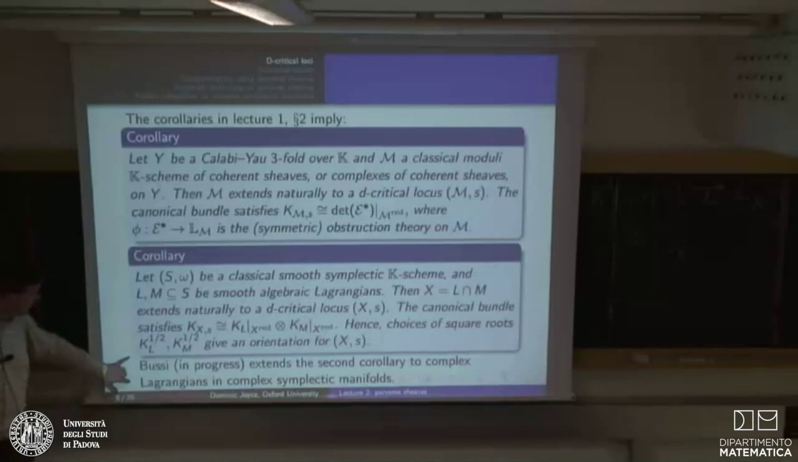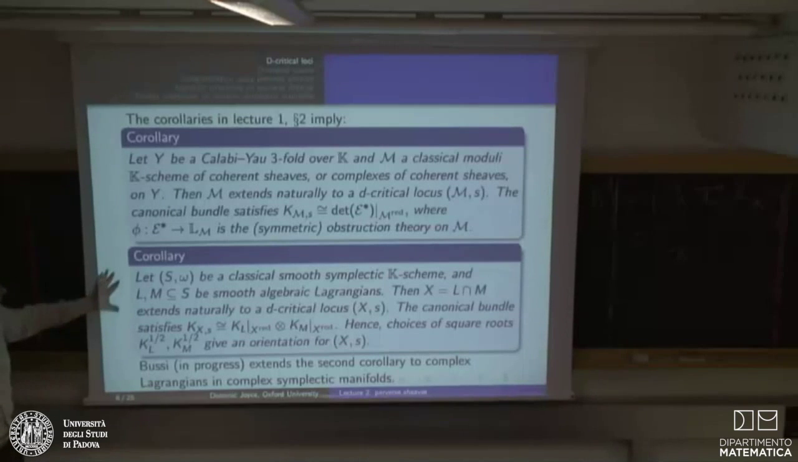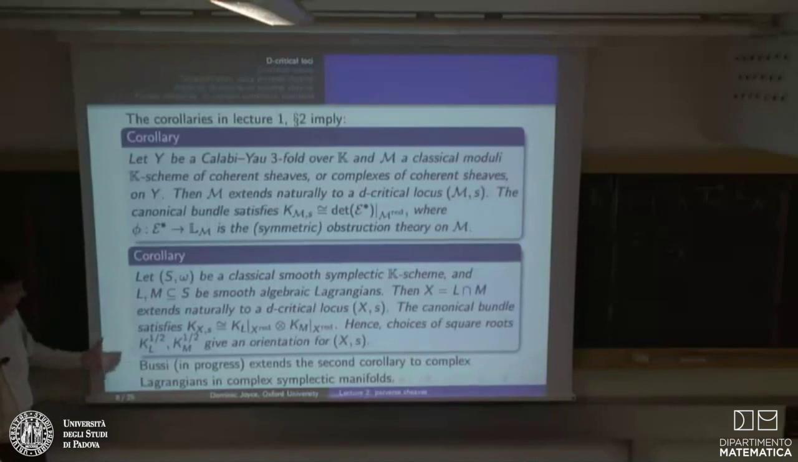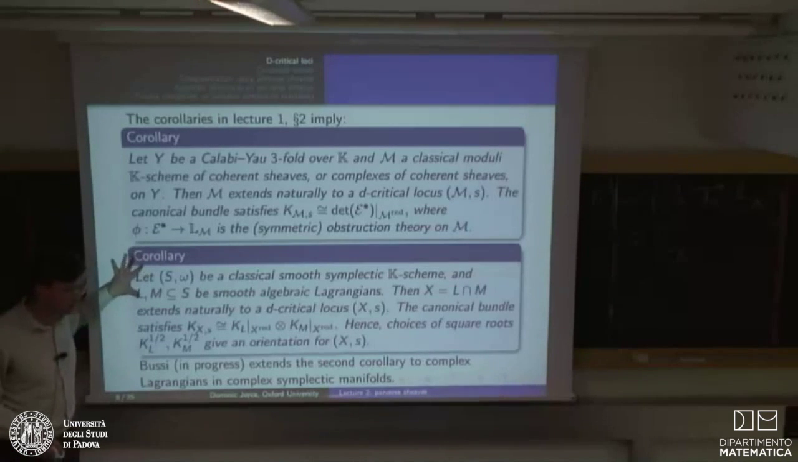Okay, so my student Vittorio Bussi has, in fact, actually finished proving that this extends to complex Lagrangians and complex symplectic manifolds. Obviously, you'd expect that, but this proof goes via PTVV, who are using derived algebraic geometry, and until Ezra gets his act together, we don't have a theory of derived complex analytic geometry in which to apply the same thing, so we're using much lower tech things in order to prove that complex Lagrangian intersections are d-critical loci.